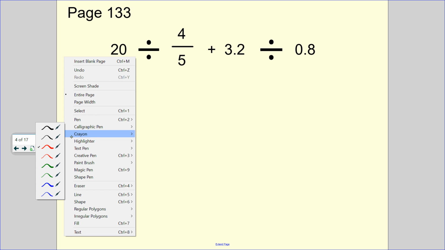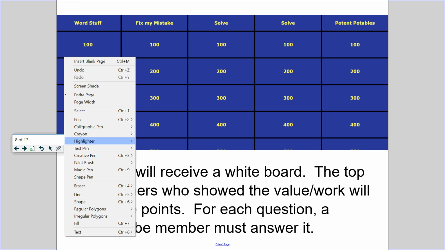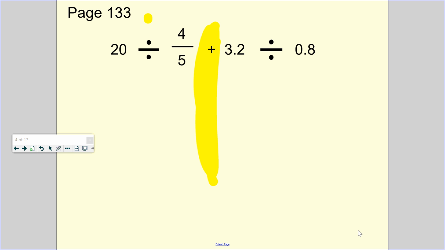So let's highlight any operators. I see an operator right here. Anything else? No, I do not. So let's solve this now. On the left side, I see 20 divided by 4/5.